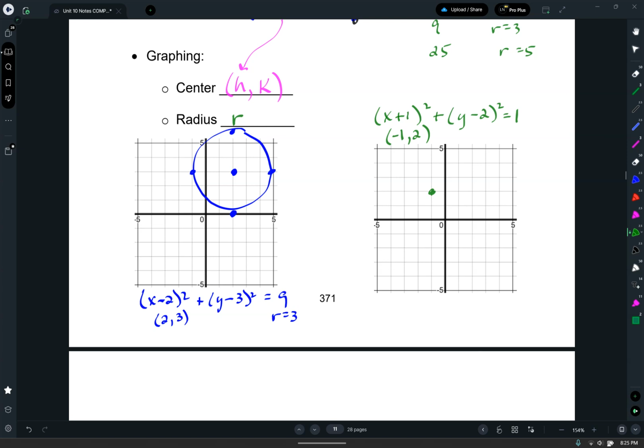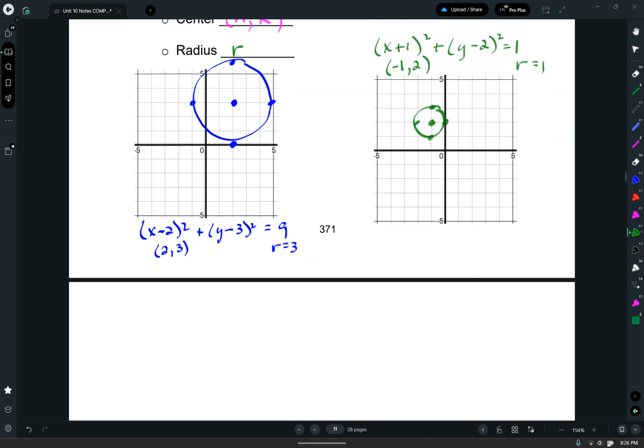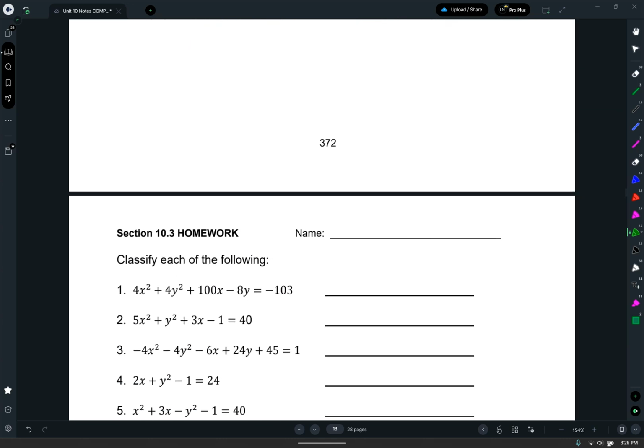And then remember, this number over here is the r squared. So r is the square root of that. Well, in this case, isn't the square root of 1 still 1? So my radius is just 1. So I'm going to go 1 unit in every direction, and I'm going to have this cute little circle. So the center shows me where on the graph it goes, and the radius just tells me how big that circle is. Okay, so there's not much to circles. I think they're kind of fun to graph.